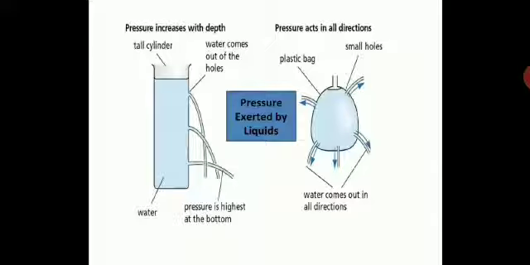So pressure is highest at the bottom. Suppose you take a plastic tall vertical container, a tall container like a cylinder, and you make some holes and you check. You will see water comes out of the holes, and you will see pressure is highest at the bottom. So from these points you will come to know the pressure at the various points depending upon the depth of the cylinder.